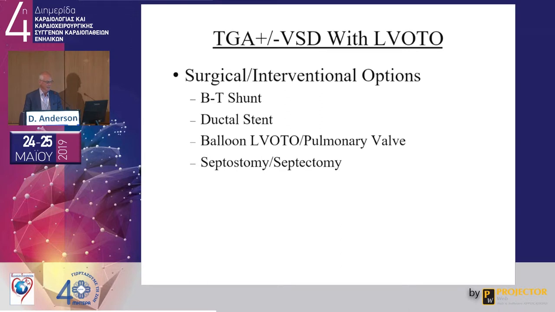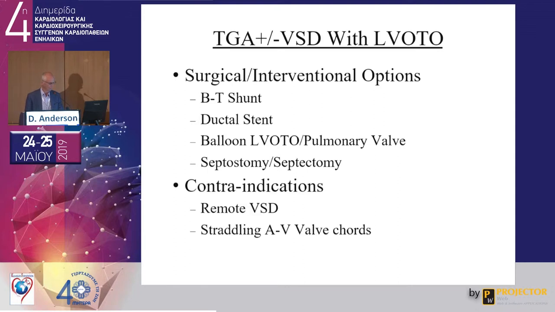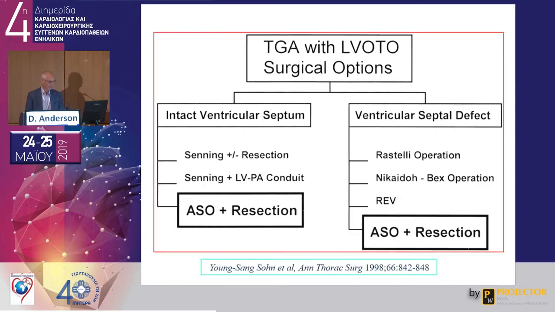If it's isolated to the pulmonary valve, then it may be possible to balloon the outflow tract and the pulmonary valve. But sometimes the cyanosis is actually a consequence of poor mixing, as in other forms of transposition. So many of these cases will in fact benefit from a septectomy or septostomy alone. And the contraindications to considering a biventricular repair may well be a remote ventricular septal defect or a straddle of the atrioventricular valves.